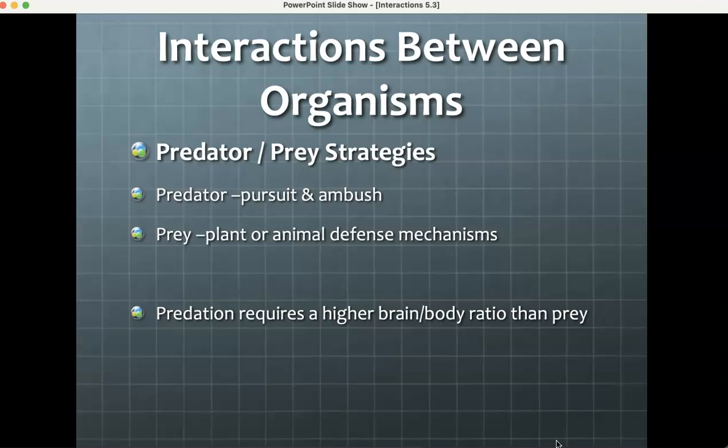There's a number of different mechanisms that are in play here. Pursuit or ambush. That should be an or instead of an and, I suppose. But one is hiding and jumping out. One is actively chasing down, of course. And the prey have different mechanisms as well.